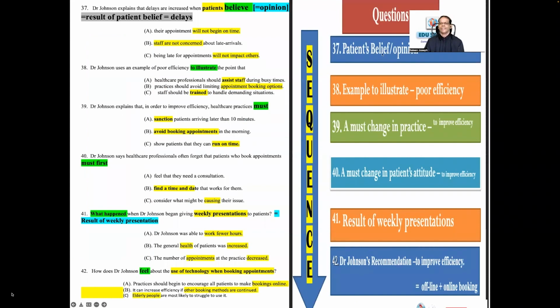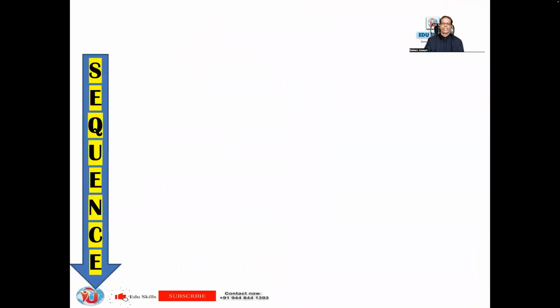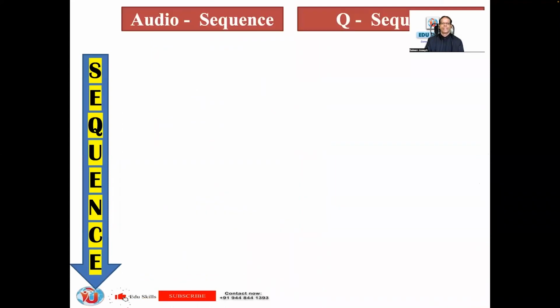See, this is the patient's belief. Here you see the clue is when patients believe their opinion. And example to illustrate poor efficiency: Dr. Johnson uses an example of poor efficiency to illustrate the point that a must change in practice means change in health professionals. A must change, each question speaks of these concepts. So when you scan the questions, you have to identify the concept of the question, the focus of the question, what they are asking for. Then you will be able to listen for the same thing.